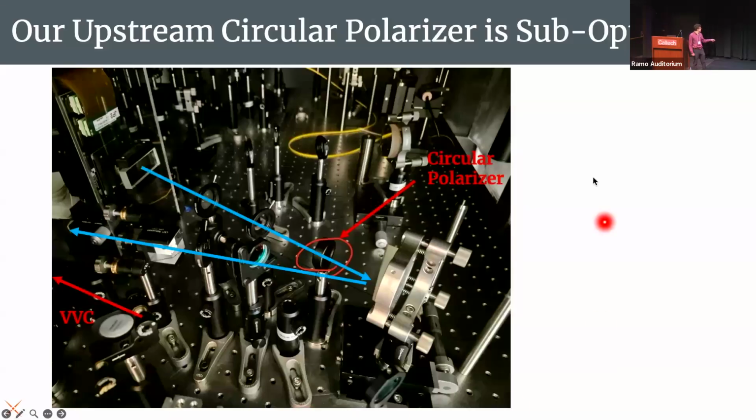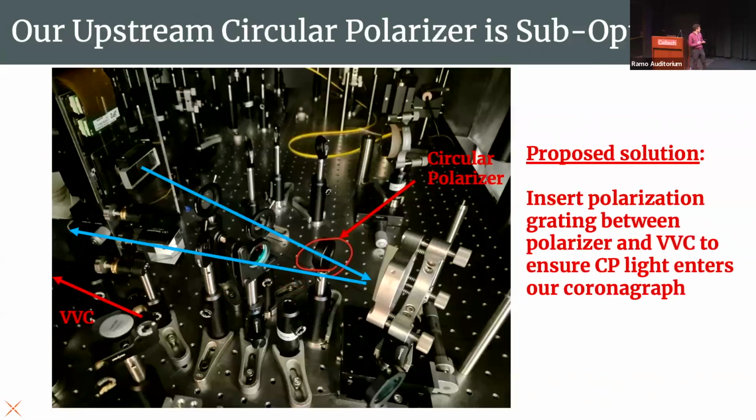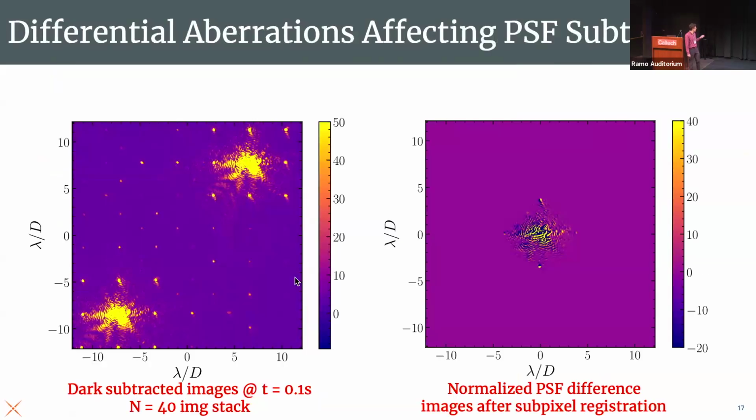And so here you see our setup for the polarizer, where our beam's bouncing off the DM window, and it's then going through this polarizer through an OAP and then towards our VVC. And so a proposed solution to mitigate this weird flower effect we're seeing is to insert a polarization grating between the polarizer and the VVC to isolate our pure circular polarization state and thus send only that circularly polarized light into our coronagraph.